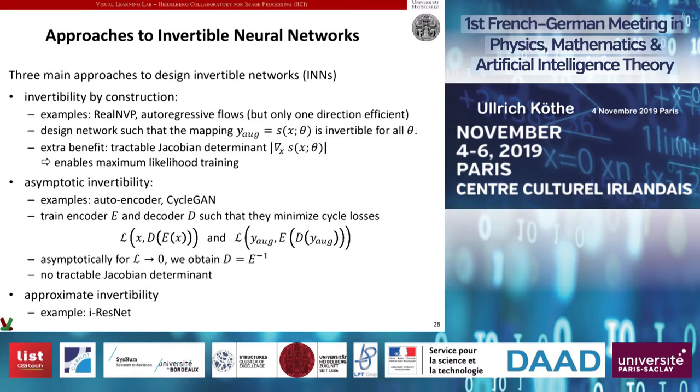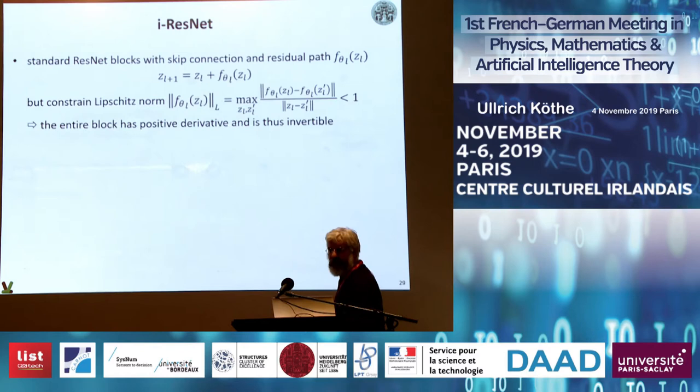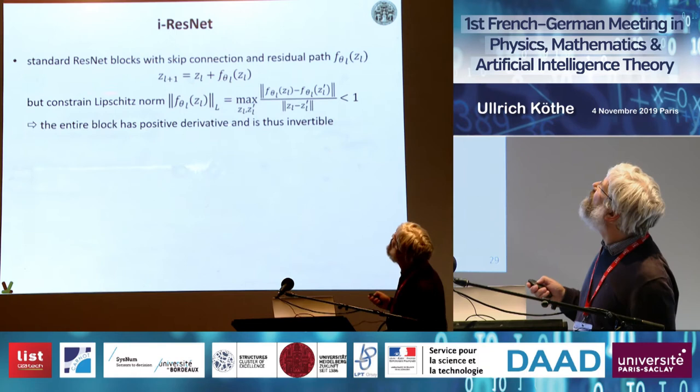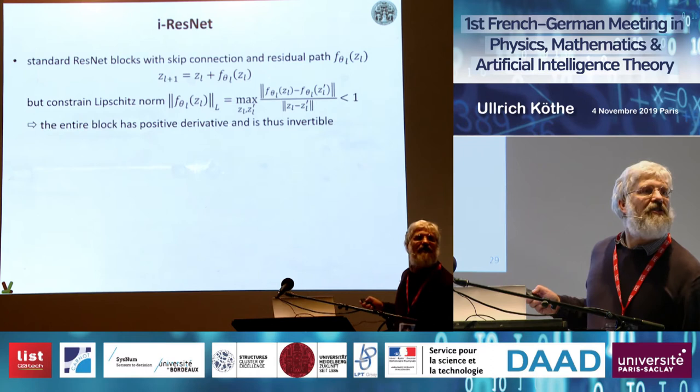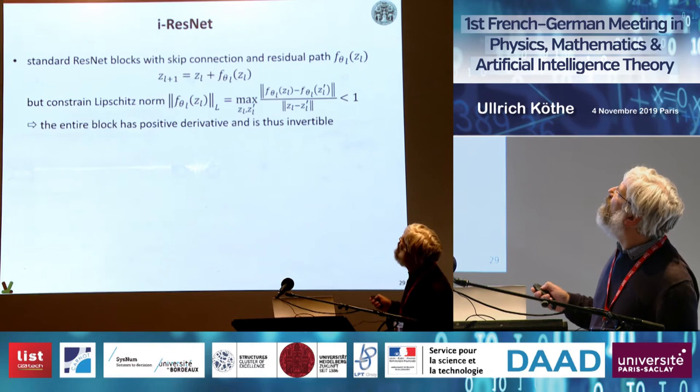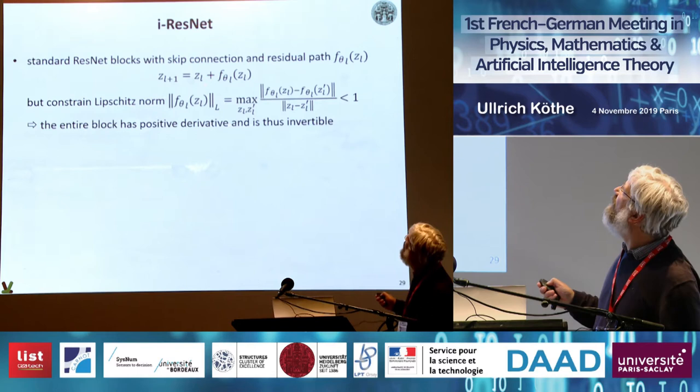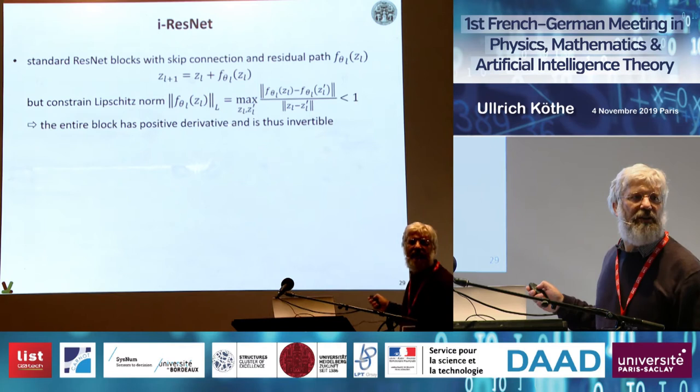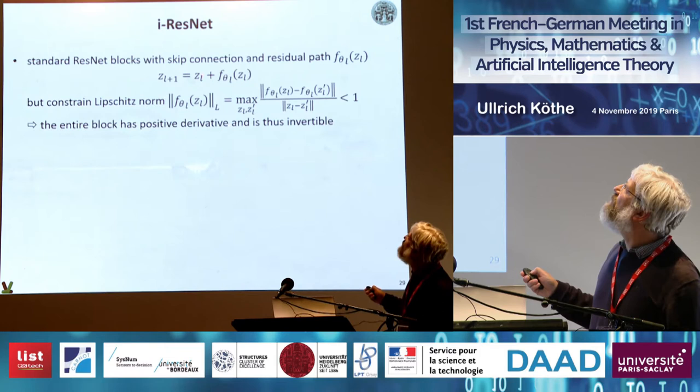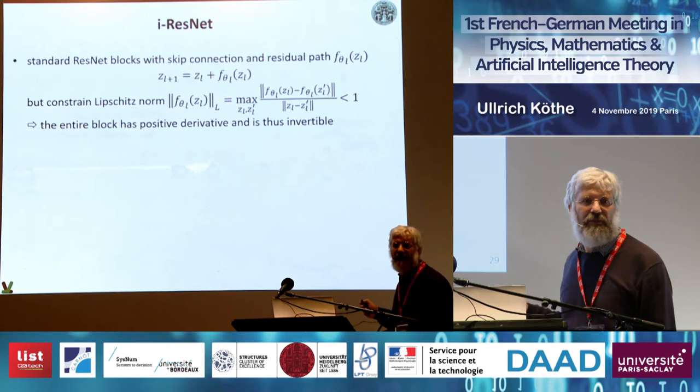And yet another one is that we only approximate the invertibility, and I'm going to show this on the next slide, because this is especially interesting for physicists. This is called the i-ResNet. A ResNet, or residual net, has a particular architecture where the output of layer L, Z_{L+1}, is the input of layer L, Z_L, plus some correction by the neural network. That's why it's called a residual network, because it doesn't try to learn the entire mapping from Z_L to Z_{L+1}, but just the correction of Z_L, the residual.